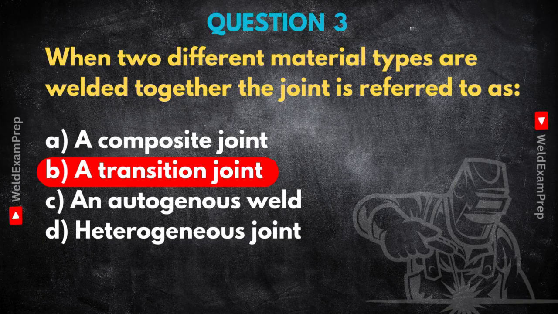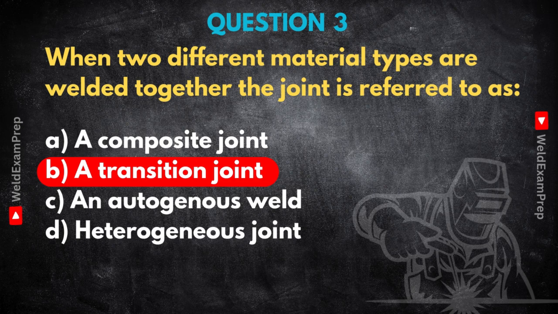Now, looking at the other options, C, an autogenous weld, just means no filler metal was used. Could be same or different materials. Okay. And D, heterogeneous joint, is sort of a general term for any joint made of different stuff. But in welding, when we join two different metal types specifically, transition joint is the precise term everyone understands. It signals those specific challenges. Got it. Precision in language reflecting precision in engineering.